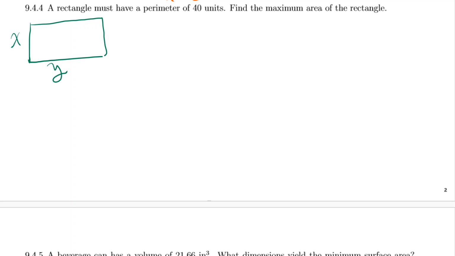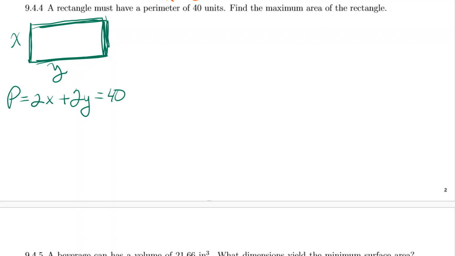We'll call this x, we'll call this y. And hopefully you remember that perimeter is just your length around, so I have to go by x twice, once here and once here, and y twice to make my fencing. So 2x plus 2y, and that has to be 40 units. So there's my constraint. Cool. And then the function I want to maximize is the area, which will be just x times y.